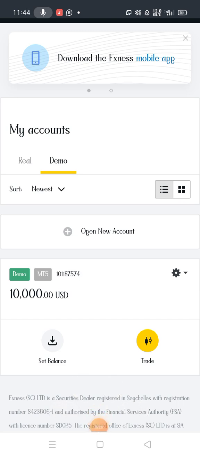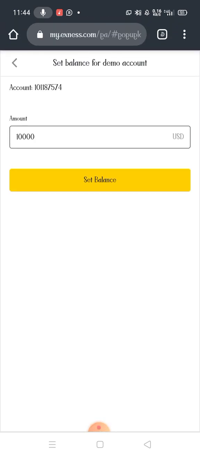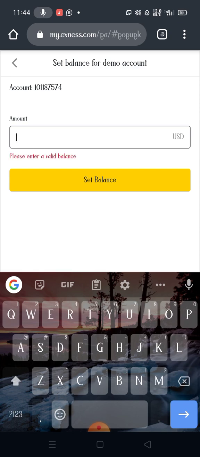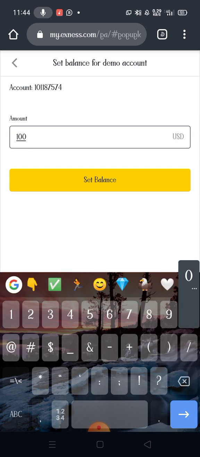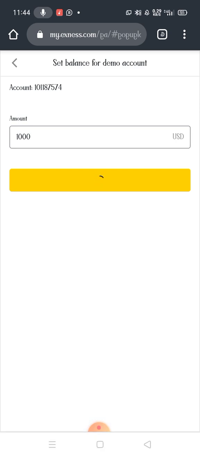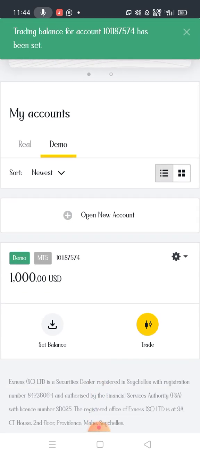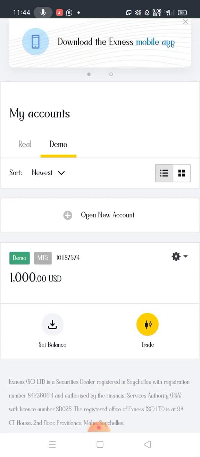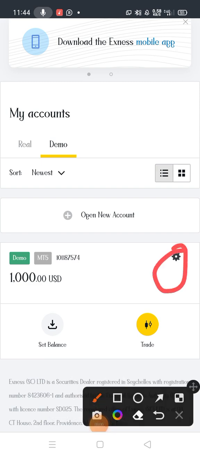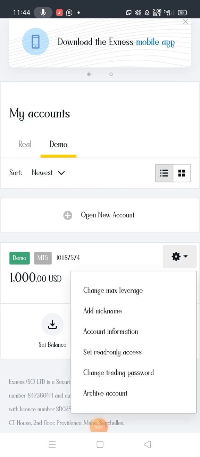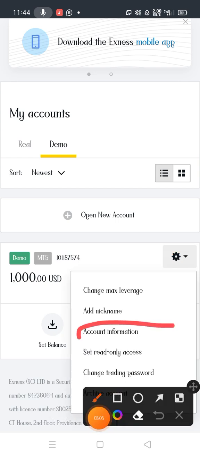And if you feel like this money is too big for your mindset, you can change the balance. You can change it to, let's use $1,000, because it might be easier for us to trade a small amount of money. You see, we've edited it. Then you click on this gear here, click on it, then click on account information.